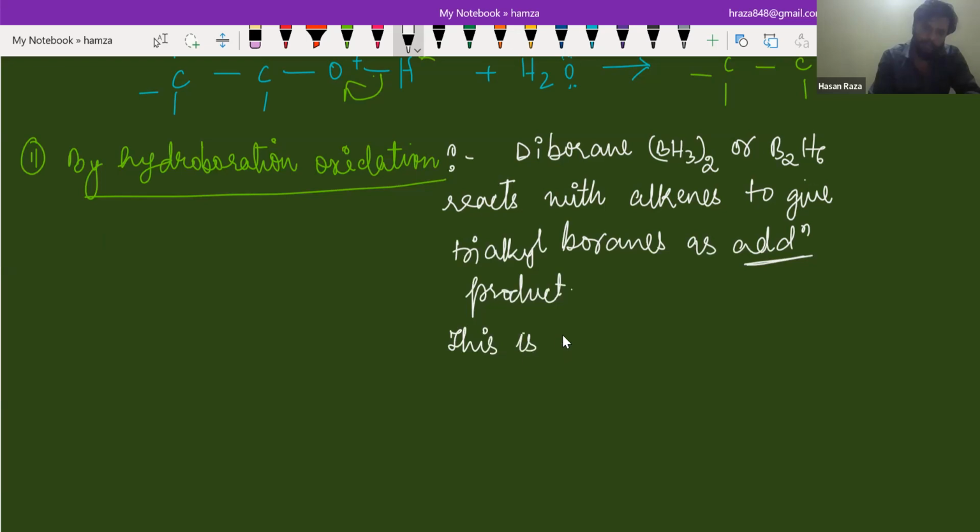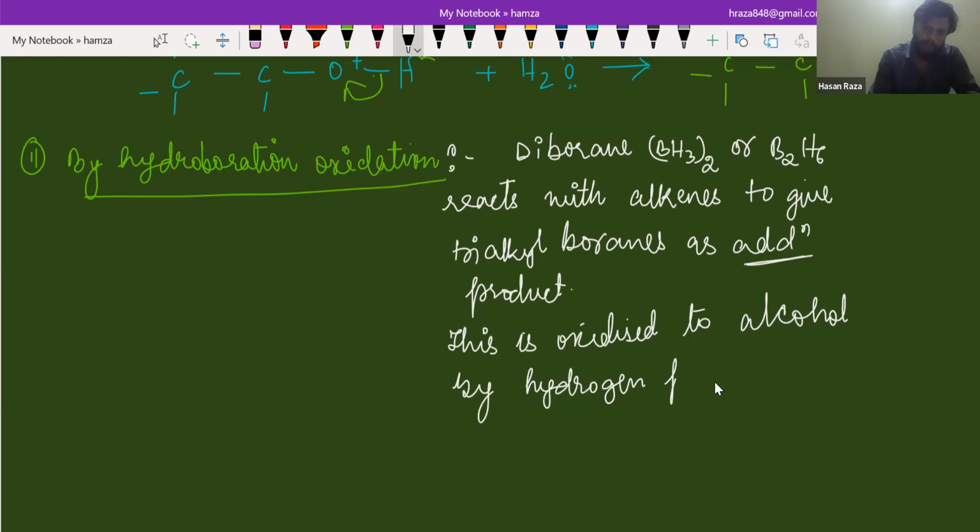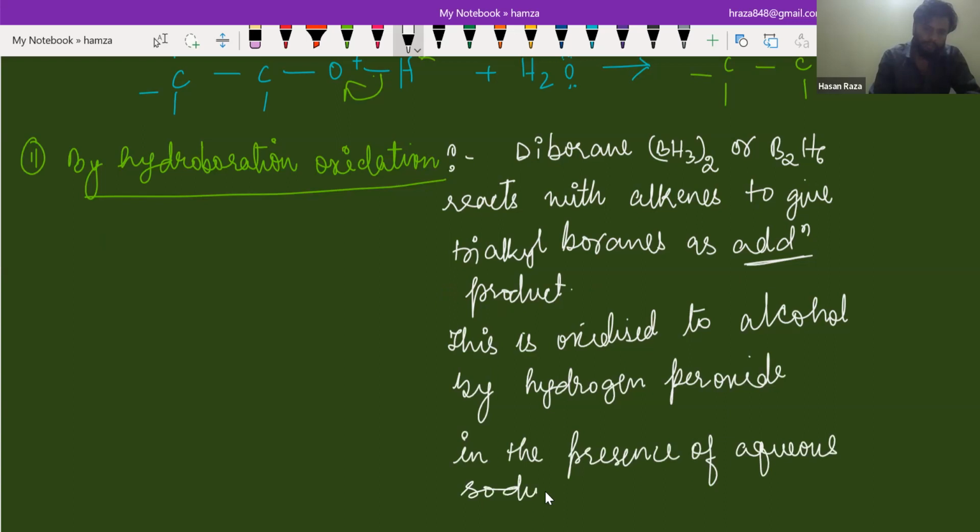And this is oxidized to alcohol by hydrogen peroxide in the presence of aqueous sodium hydroxide. Please write it.